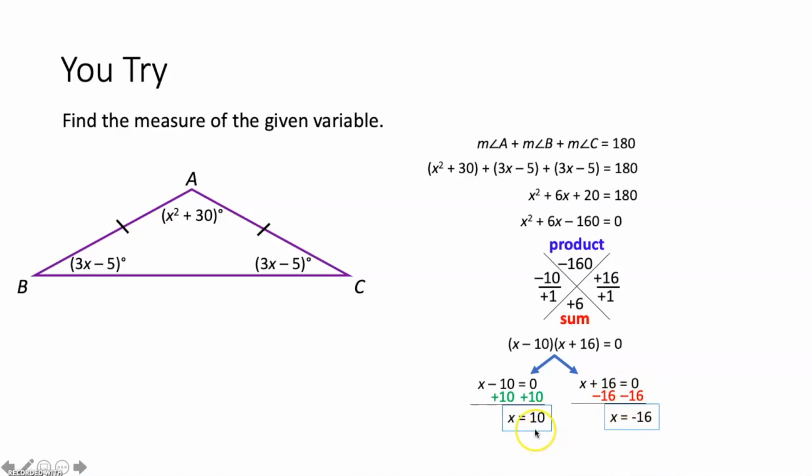Now I need to make sure that both of those answers worked. So when I plug in 10, 30 minus 5, that's 25. Yep, and then 10, that's 100, plus 30, 130. Okay, that makes sense. What if I plug in negative 16? 3 times negative 16 minus 5, oh, that's going to be a negative angle measure. So anything that gives me a negative angle measure is not going to be one of my answers. So my only answer here is going to be x is equal to 10.